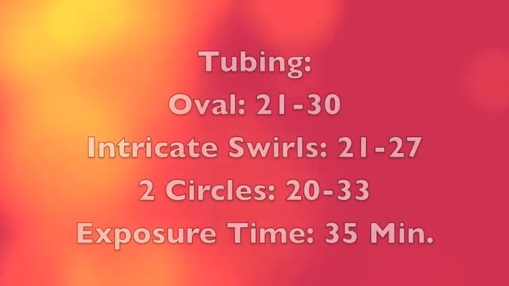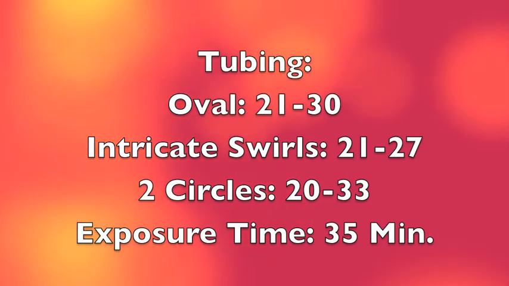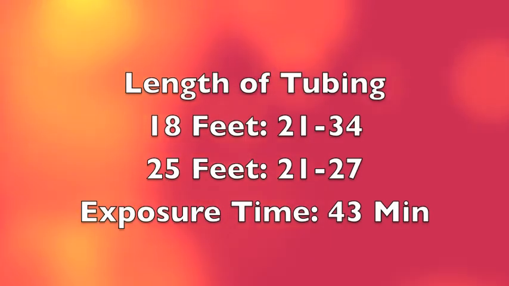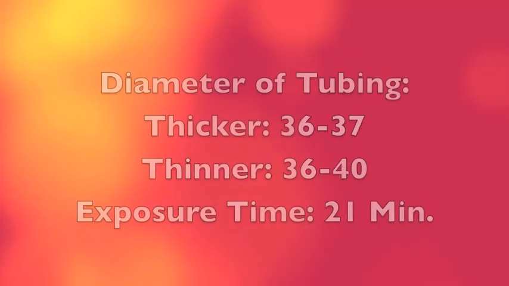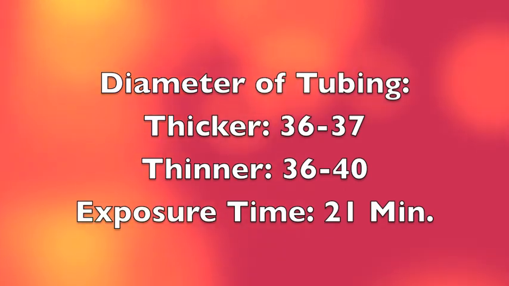The next part of our project, we tested different tubings. We first performed the test on 3 different patterns of tubes. In the end, we chose the 2 circles next to each other because they circulated the water the quickest. We then tested 2 different lengths of tubing, 25 feet and 18 feet. For our final project, we chose the 18-foot because the water was able to travel through the tubing faster. The final part of the tubing test was the difference in diameter, the thicker tubing versus the thinner tubing. For our final project, we chose the thinner tubing because it rose higher than the thicker.